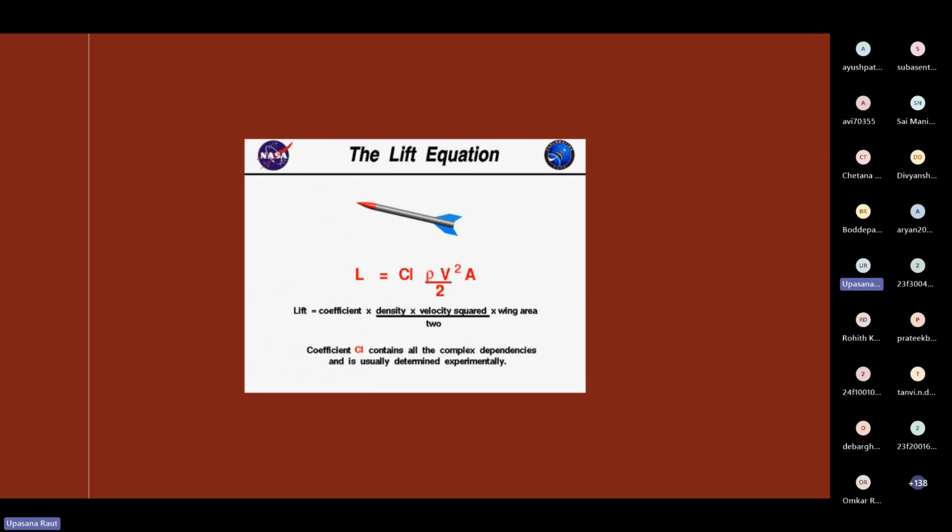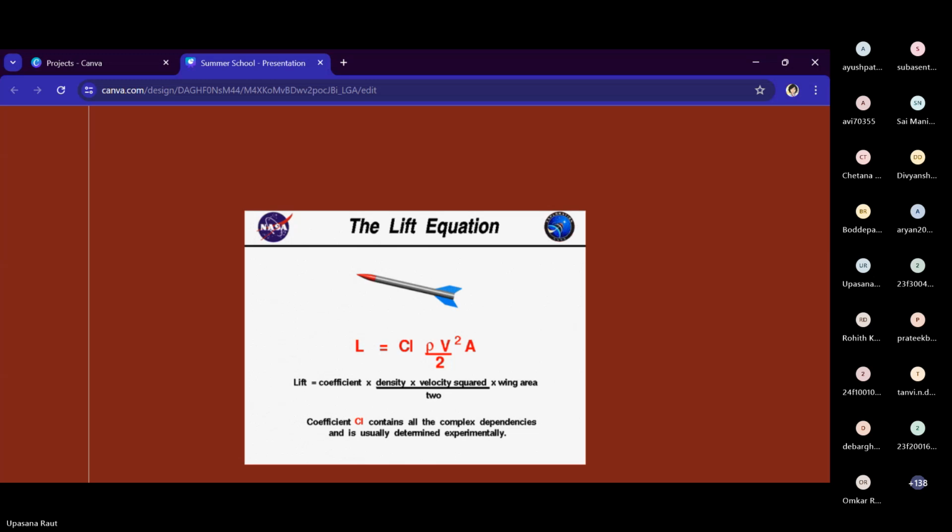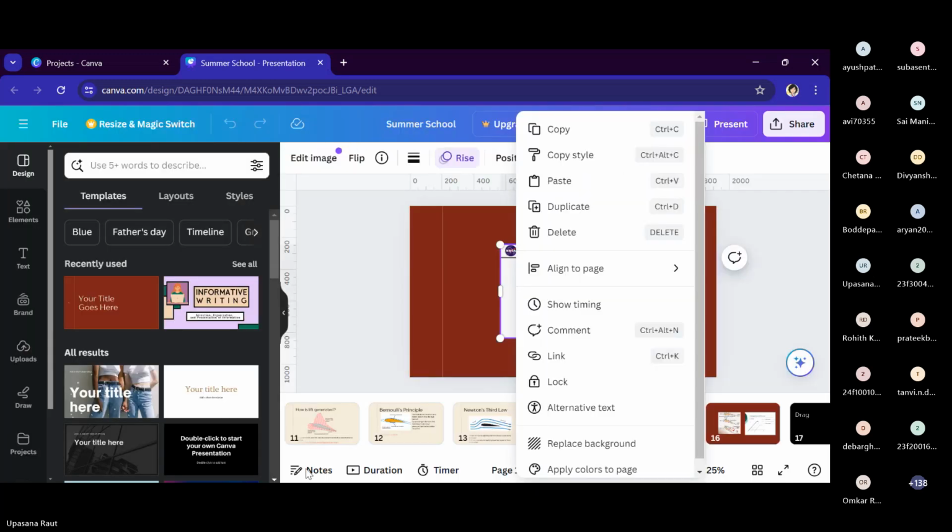Mainly, the coefficient of lift is a bit more complex than a simple coefficient, I'd say. Any questions? You can use the chat or Q&A.